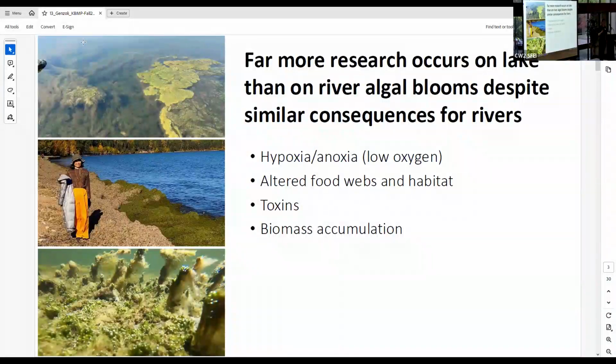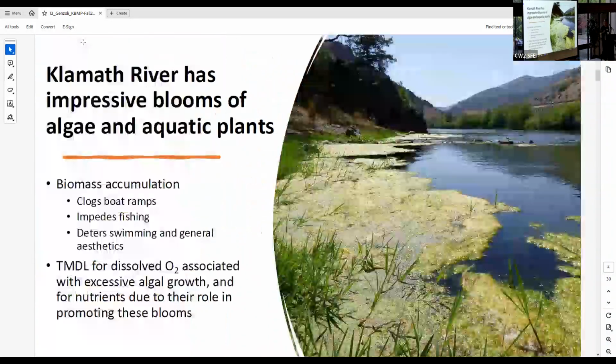And in part because of this, a lot more research has been focused on lake algal blooms than on river blooms. But we get a lot of similar consequences in rivers when we have algae blooms. Low oxygen conditions are common, especially at night. We can have altered food webs and altered habitat. There's cases where toxins are produced in these blooms. And you often get a lot of biomass accumulation, which causes a whole suite of problems.